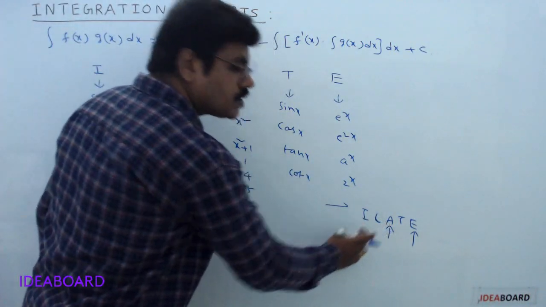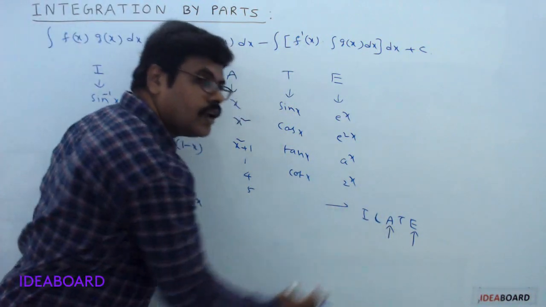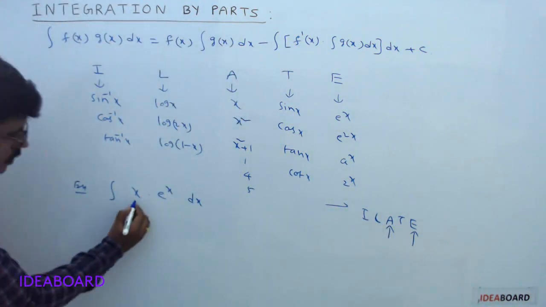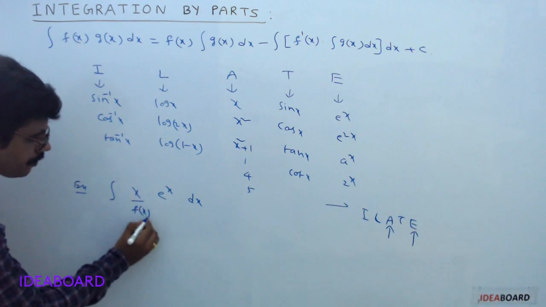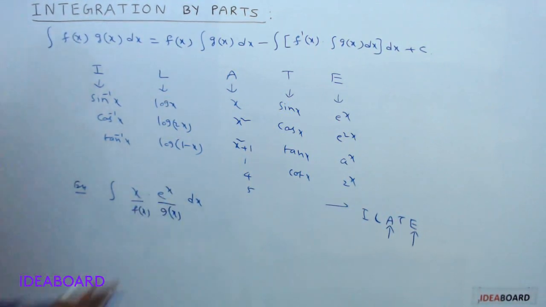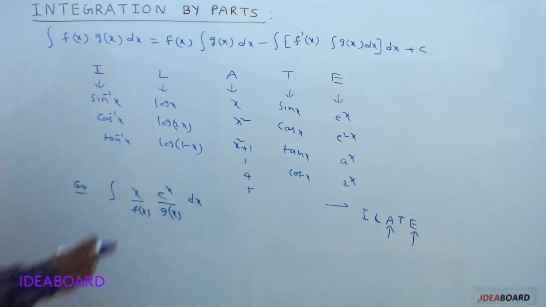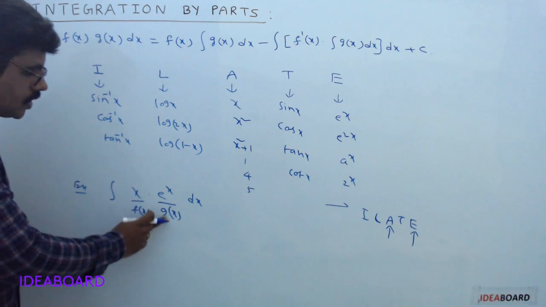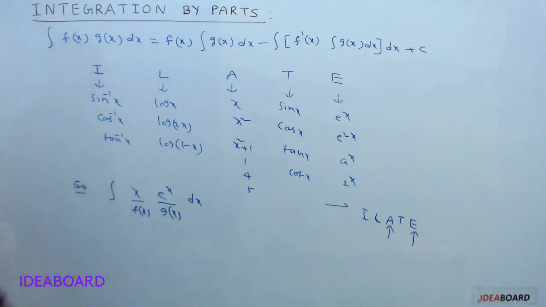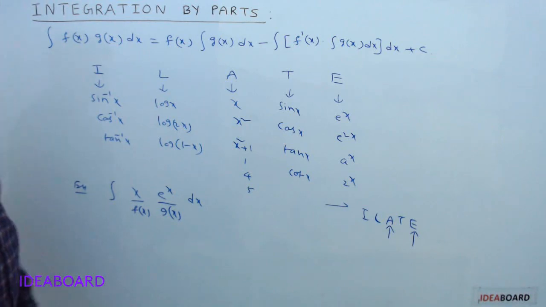So algebraic function is our f of x. So this is f of x. Then the other function will be g of x. So integral x into e power x into dx. Here f of x is x, g of x is e power x. Then you can apply this integration by parts formula.